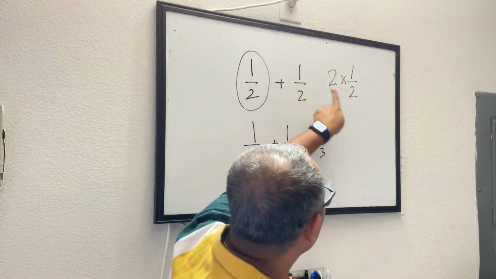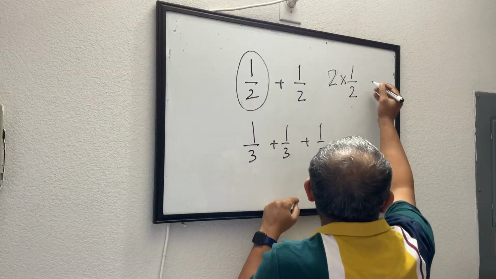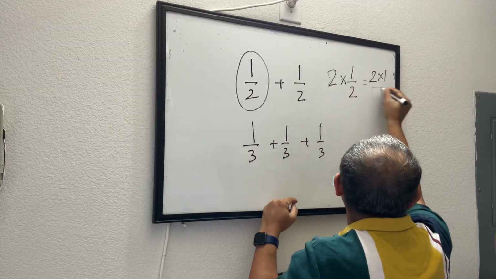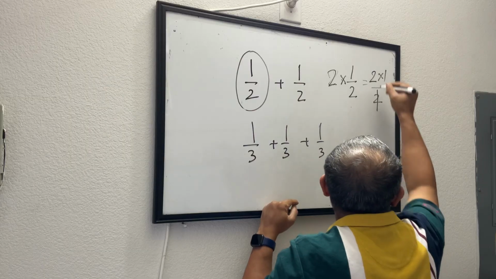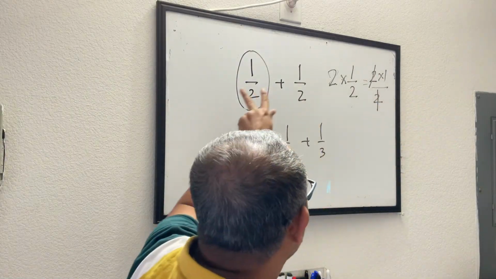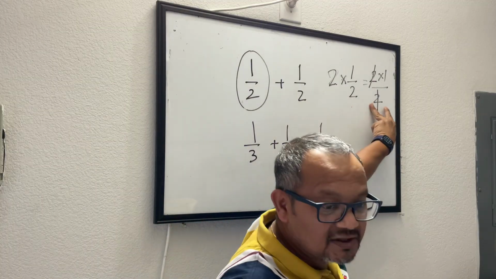And when you have 2 apples, that is 2 into 1 by 2. What it means is 2 into 1 by 2. This 2 and this 2 you can do tic-tac-toe and you get 1. So 1 half plus 1 half became 2 halves equals 1.